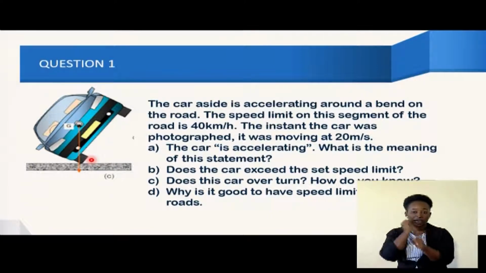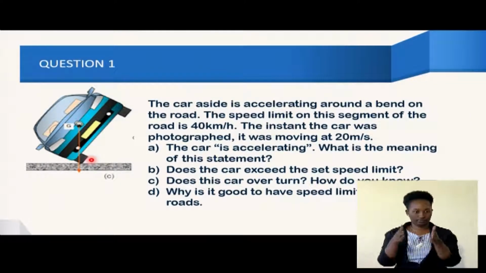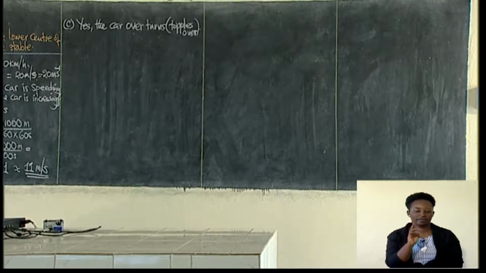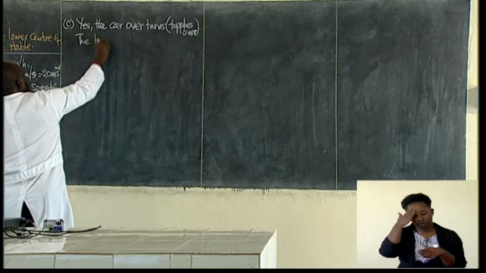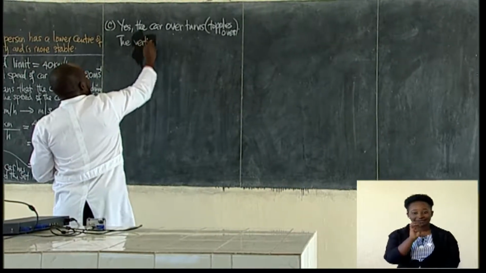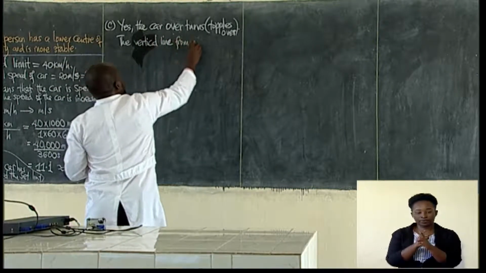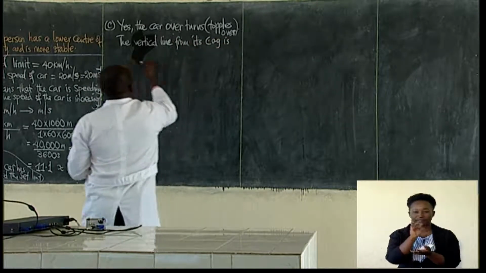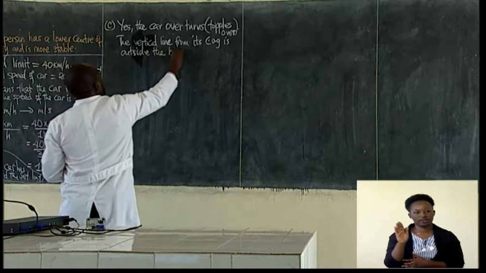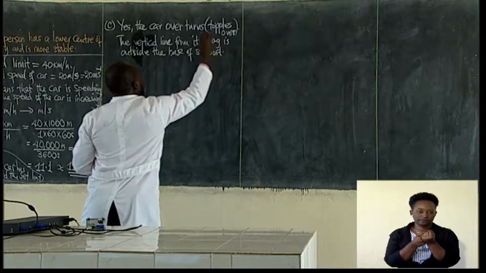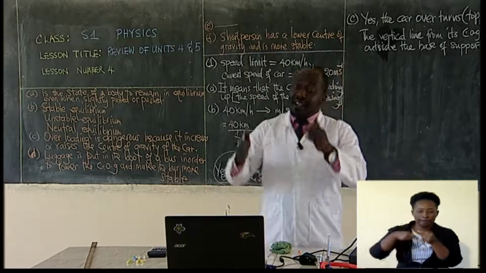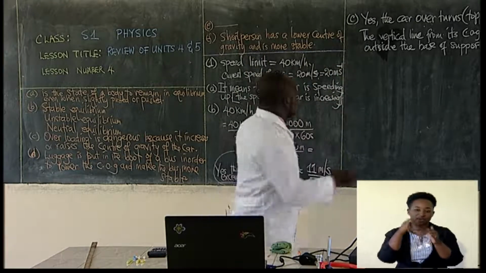The car overturns. Another word we can use for overturning is the car topples over. Okay? How do you know? This is how we know. Because the vertical line from its center of gravity is outside the base of support. That is how I know that the car overturns. And remember, we said one of the reasons why a car overturns is when that line goes outside the base of support. Then we go to D.